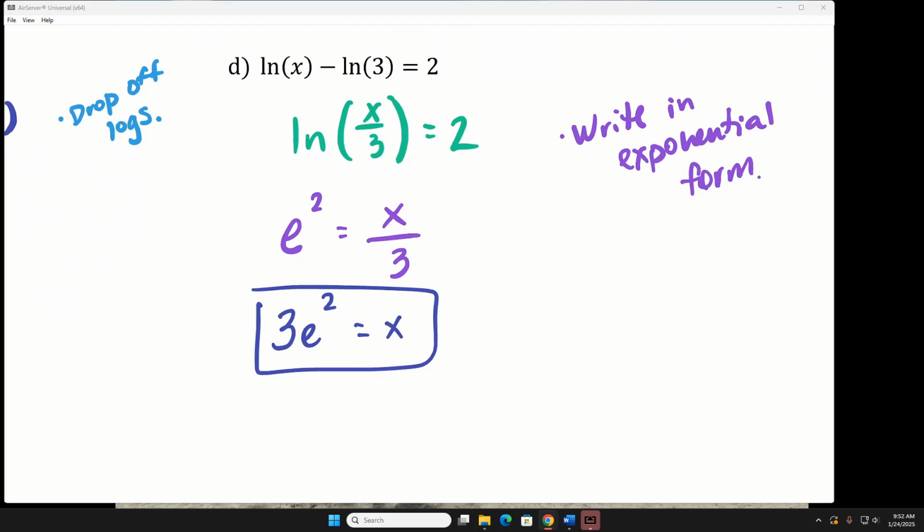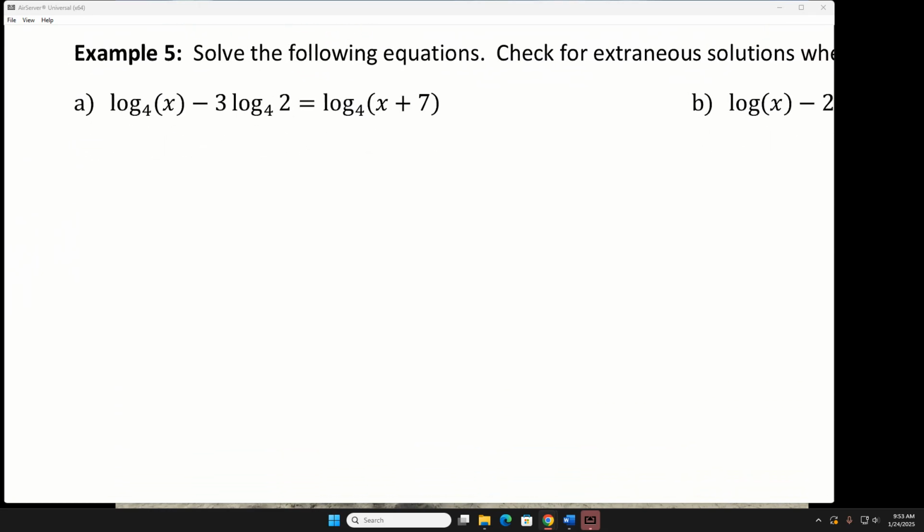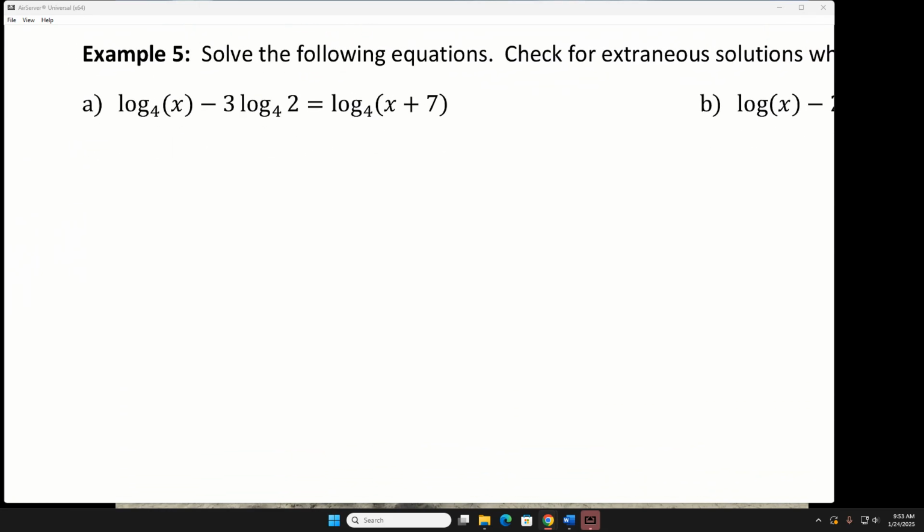All right, you guys okay? All right, we're gonna do example 5a.